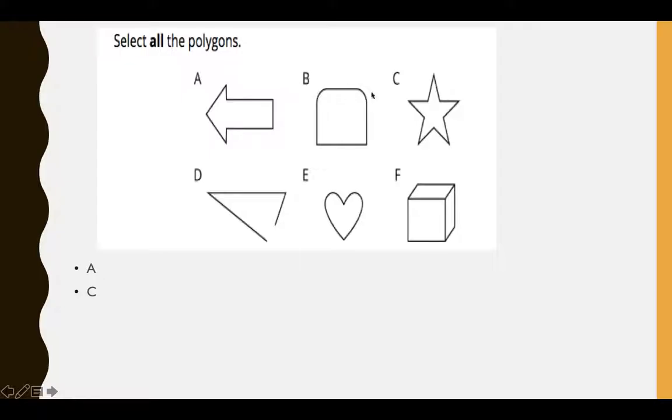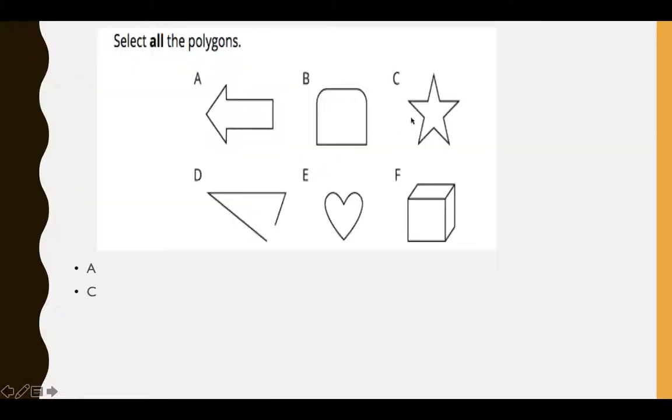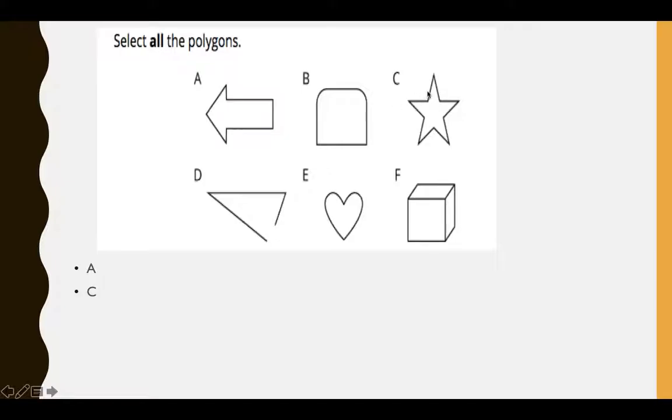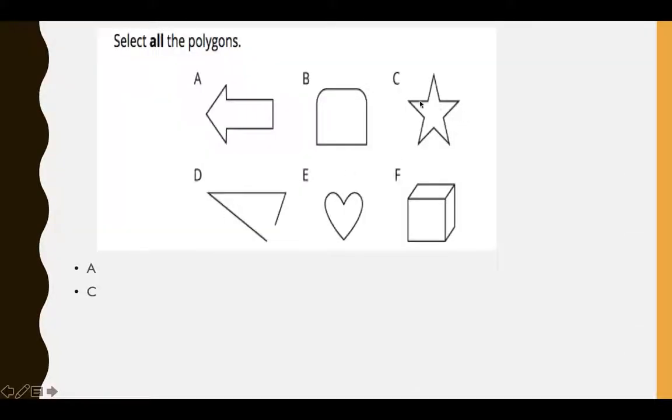Sorry, B. Looking at shape C, we're looking for something that's 2-dimensional. Yeah, this is 2-dimensional. It's flat. It's not 3D, only has 1 face. Three or more sides. 1, 2, 3, 4, 5, 6, 7, 8, 9, 10. 10 is at least 3, so that matches. All sides are straight, and there are no curves. Yeah, these are all straight lines. So far, so good. 3 down.